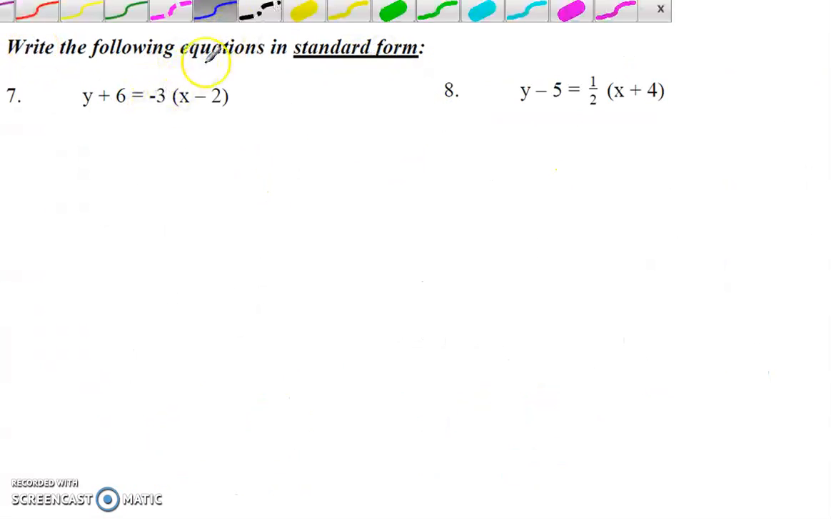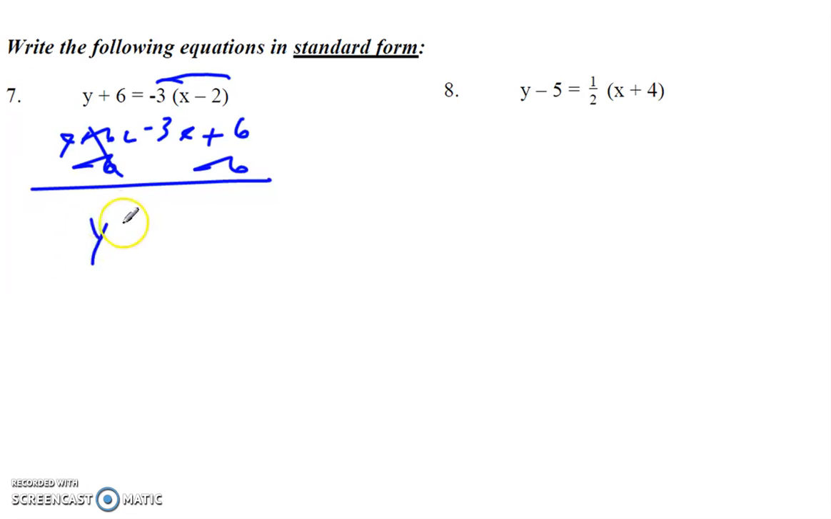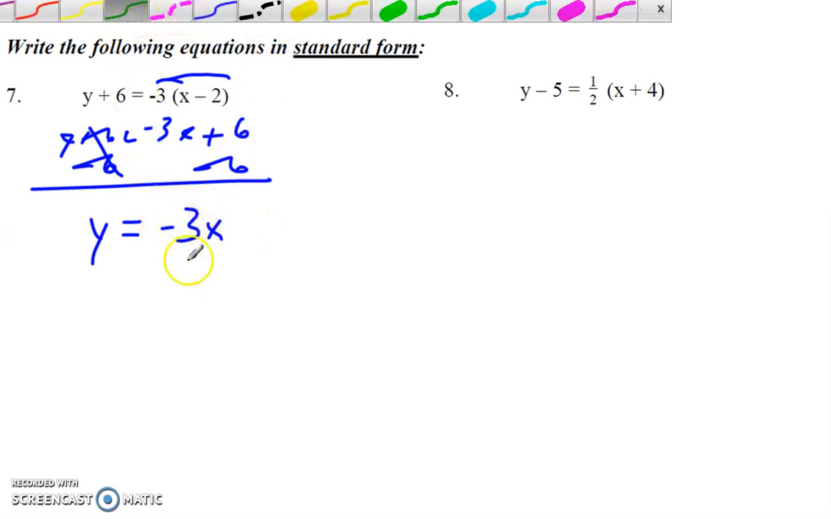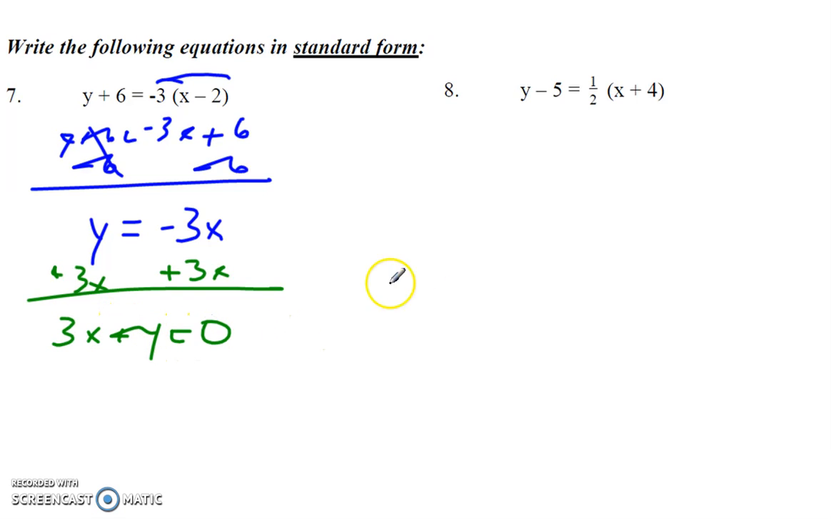Write in standard form. Distributive property, boom, boom. Negative 3x plus 6. And then we're going to subtract the 6 on this side. Goodness, this is not looking pretty. Is equal to negative 3x plus 0, if you would. But this is in slope-intercept form, so now I want to get the x term to the other side. Plus 3x plus 3x. In standard form, we have 3x plus y is equal to 0.